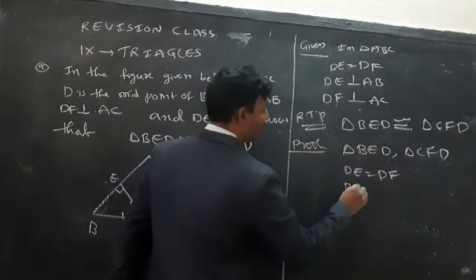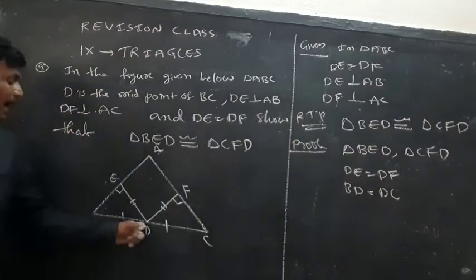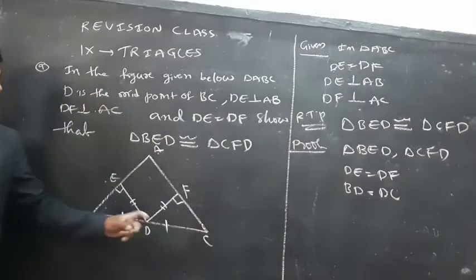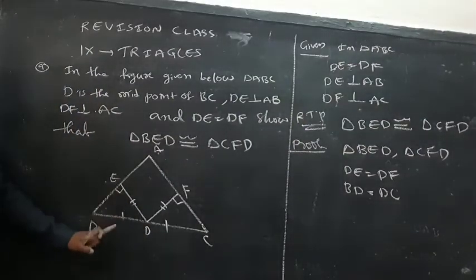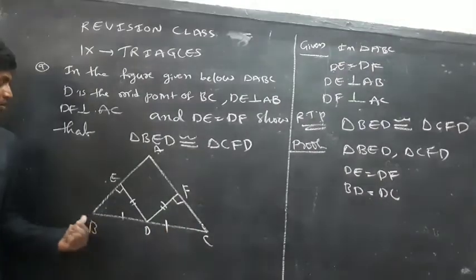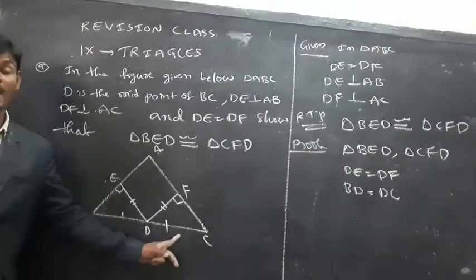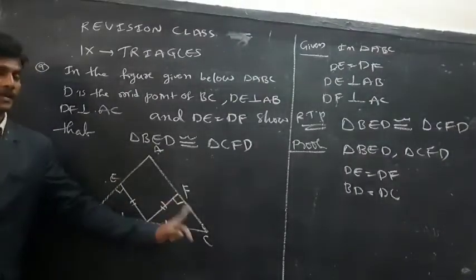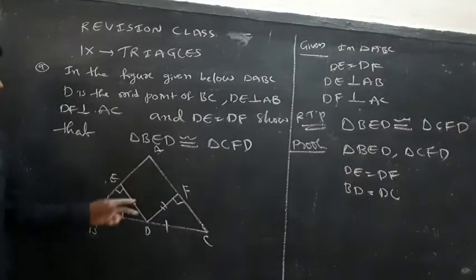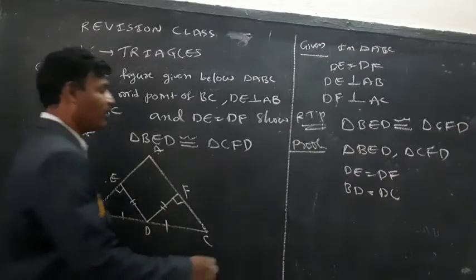What can we write here? BD is equal to DC. But BD and DC both are the hypotenuse. Why? Because BD is opposite to the right angle, and DC is also opposite to the right angle. So BD is the hypotenuse of BED, and DC is the hypotenuse of DFC. Next, we already know angle E and angle F both are 90 degrees. So what can we write here?